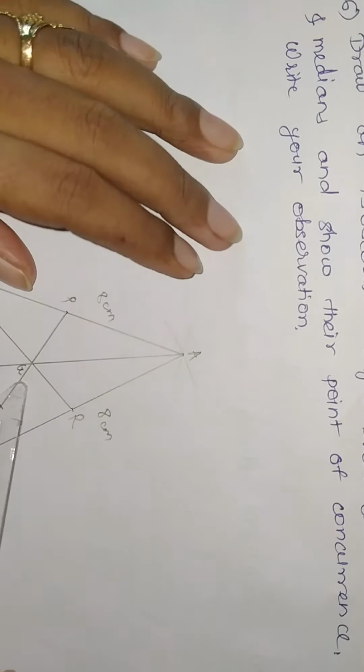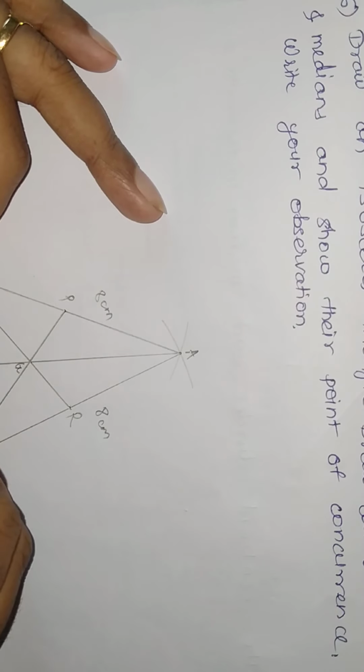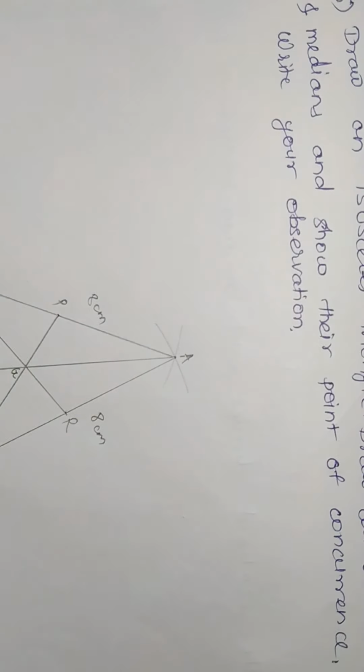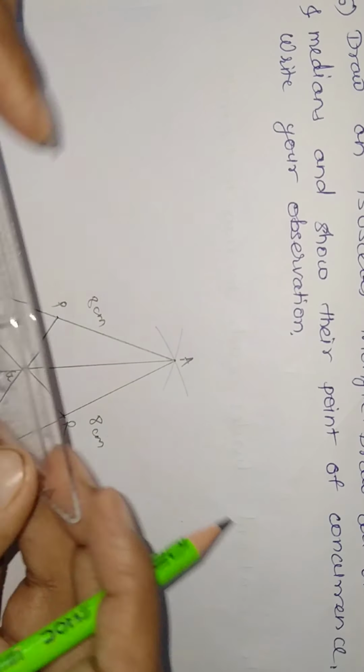Then we are drawing the altitude. Now AQ is the altitude also for BC. Now for AC we will draw.